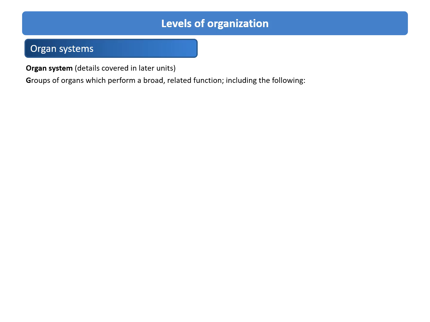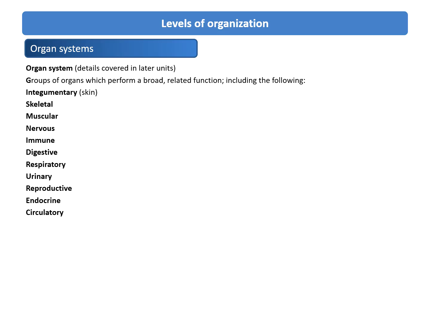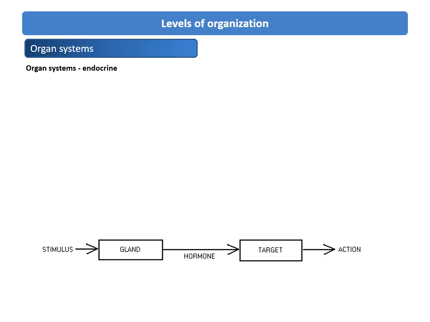Organ systems are groups of organs which perform a broad related function, including the muscular system, the nervous system, the digestive system, the reproductive system. The last two, the endocrine and circulatory system, need a little more detail at this point. Let's look, for example, at the endocrine system. We'll cover details of the endocrine system in Unit 14.